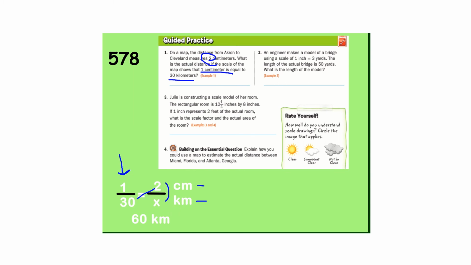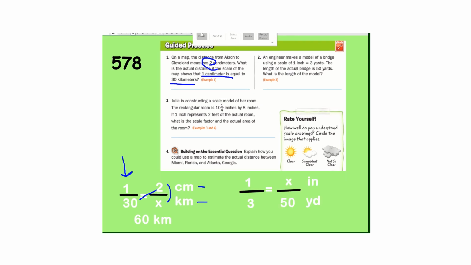Number 2, okay, you set up your proportion, 1 inch is 3 yards, equals how many inches for 50 yards? So you cross multiply, divide, 50 times 1 divided by 3, and your answer is 16 2/3 inches. Okay, number 3.